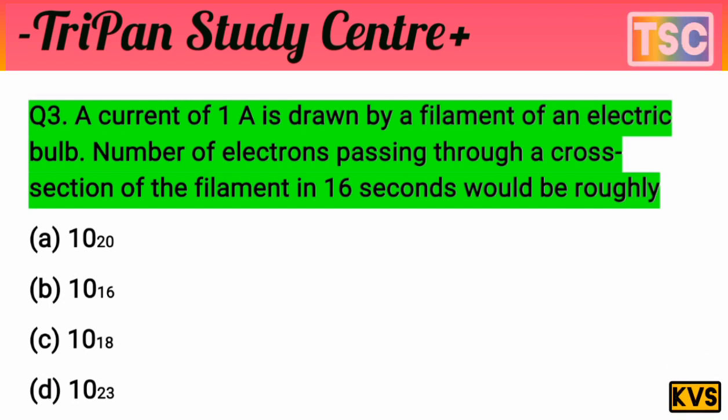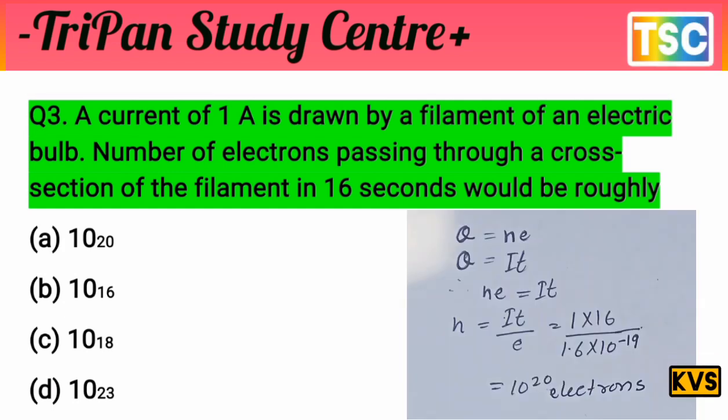I repeat the question again: a current of 1 ampere is driven by the filament of an electrical bulb. The number of electrons passing through a cross section of the filament in 16 seconds would be roughly what? That's important. First give your answer, and then there is the solution.